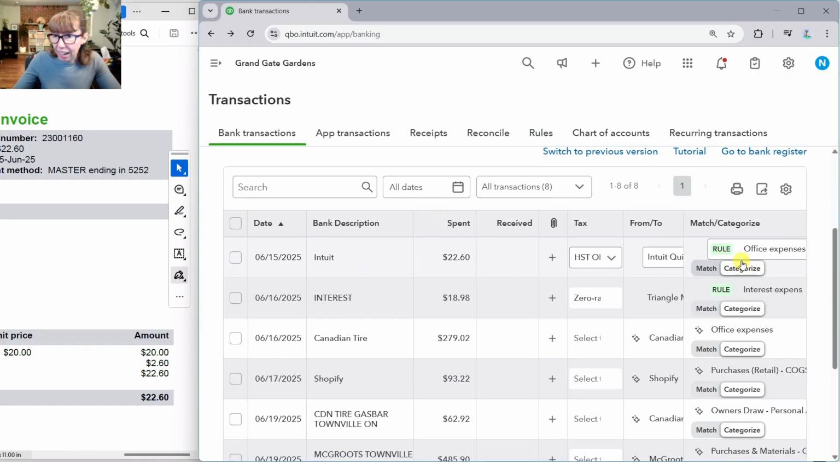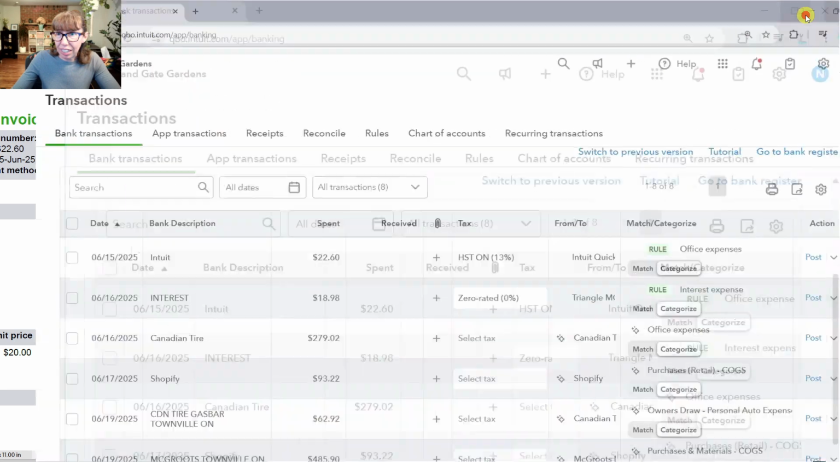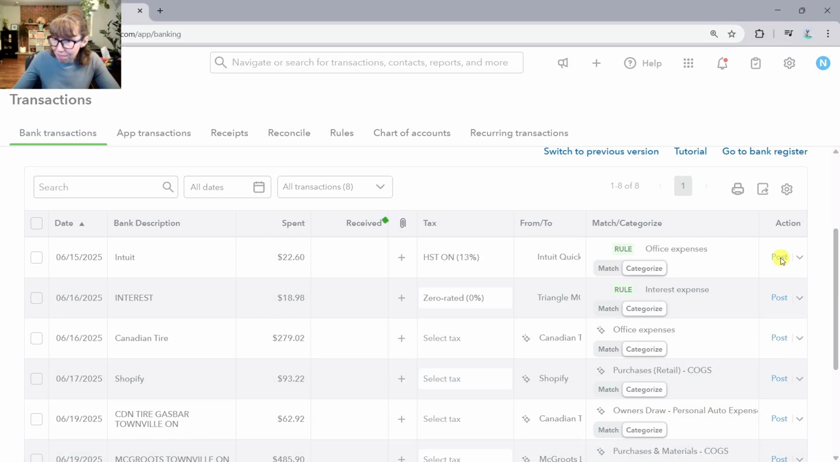Actually, look at that. I already did. I must have talked about this last month. See, rule office expenses, it's already lined up for us. I'm just going to hit categorize. Oh, sorry, it's a new feed for me. I've got to expand this and hit post.